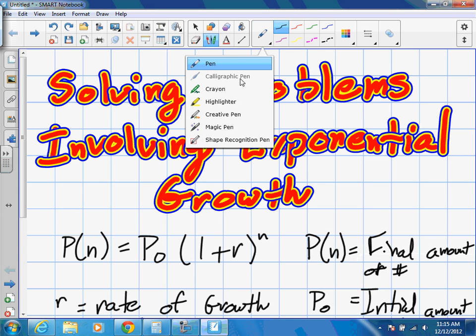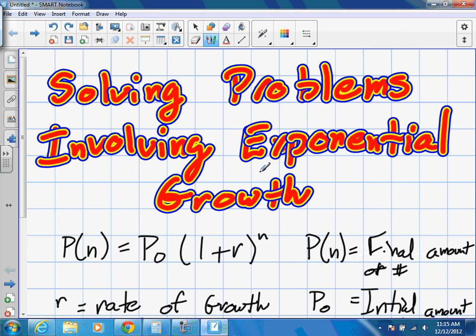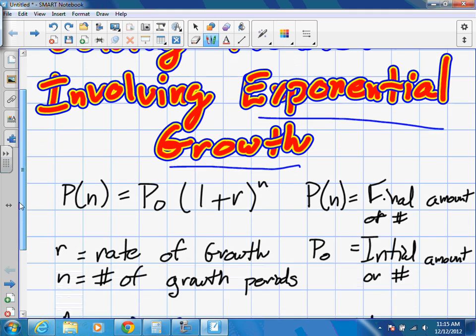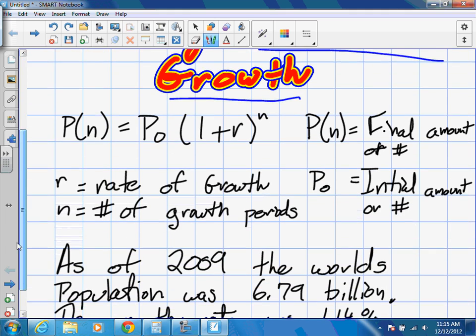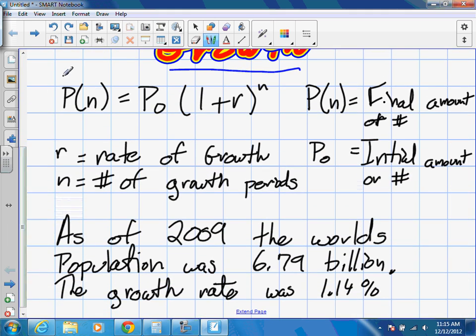Alright, today we're working on problem solving involving exponential growth. Now, I've given you guys a formula. This formula is quite important here because not only does it help us with population growth rates, next chapter we're going to get into finance and compounding interest, and this is pretty much that exact formula. So you can use this to estimate how much money you'll have after a certain date.